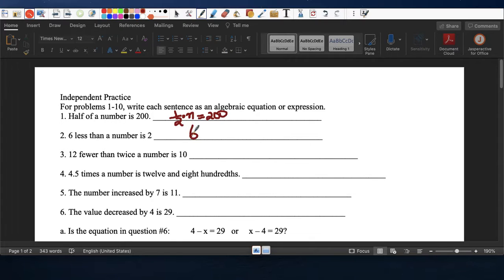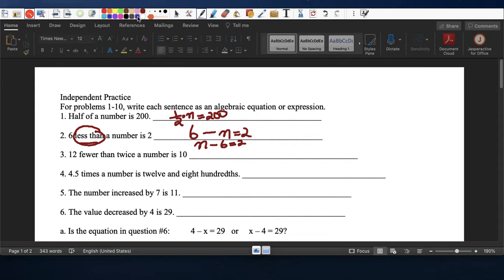6 less than is subtraction. A number, n, equals 2. But remember, less than is a turnaround, so we have to switch. So it becomes n minus 6 equals 2.